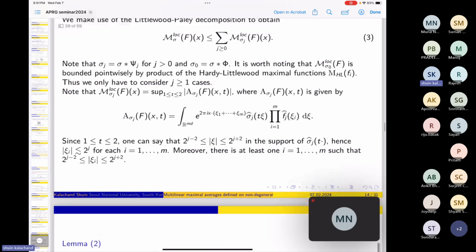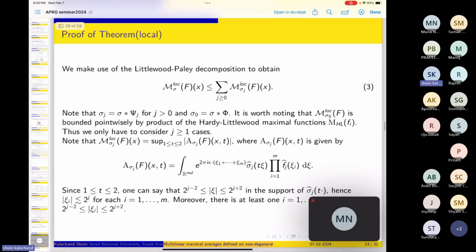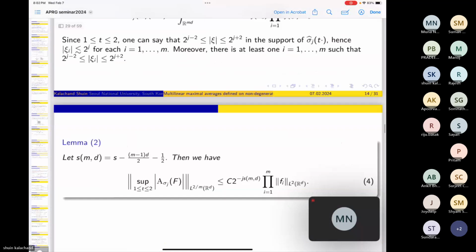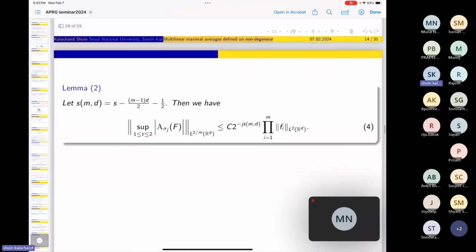Okay, now in order to prove the estimate for M_loc sigma, we need to basically prove this lemma. So let s_{m,d} be a number defined by s minus (m minus 1) times d over 2 minus one half. Then we have this estimate.